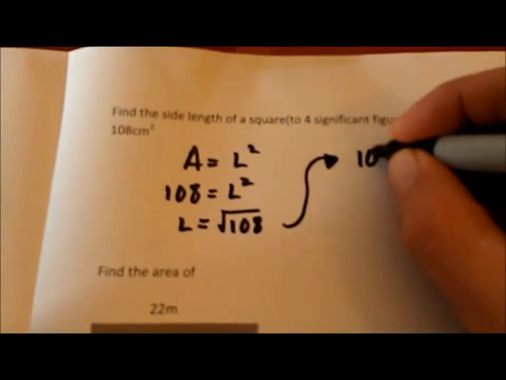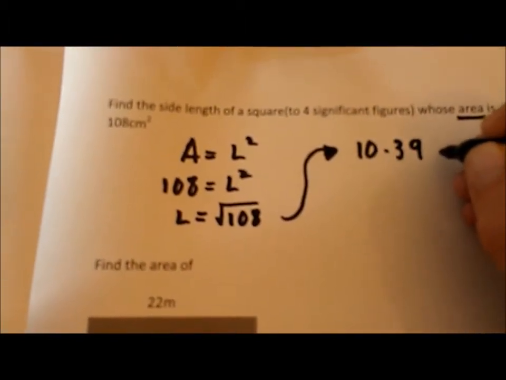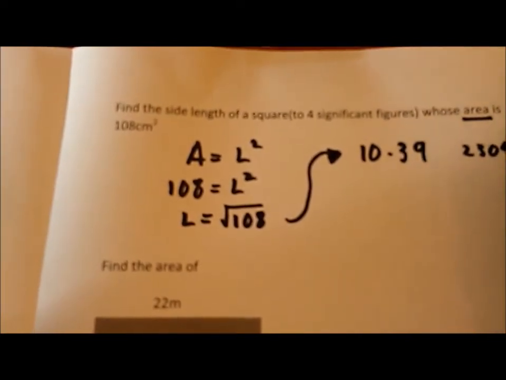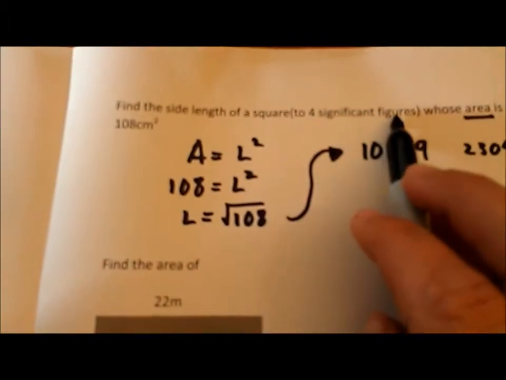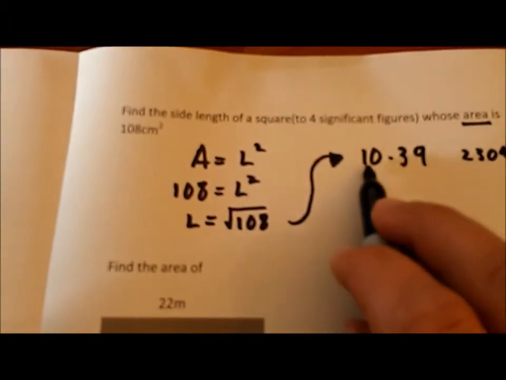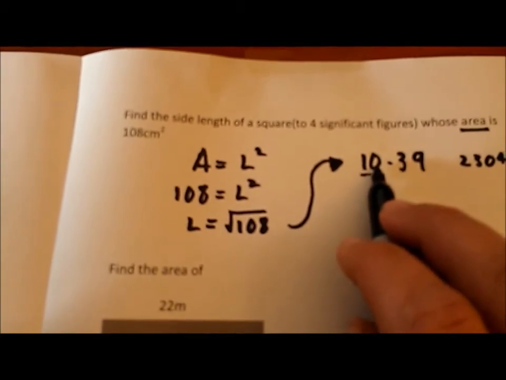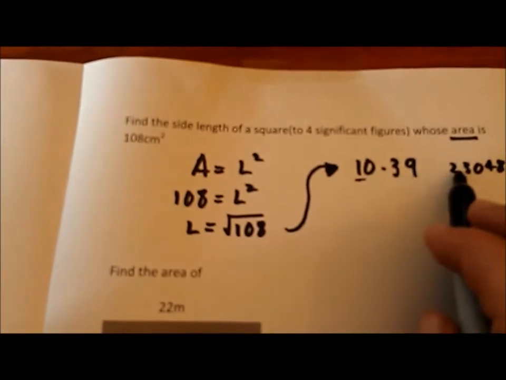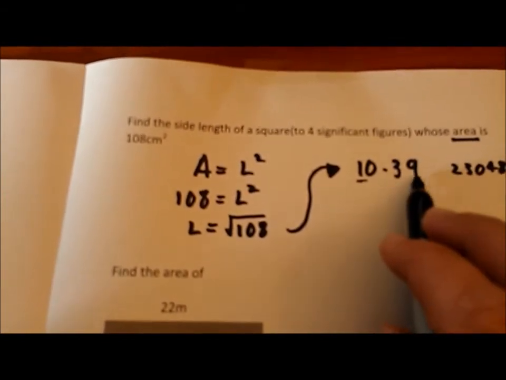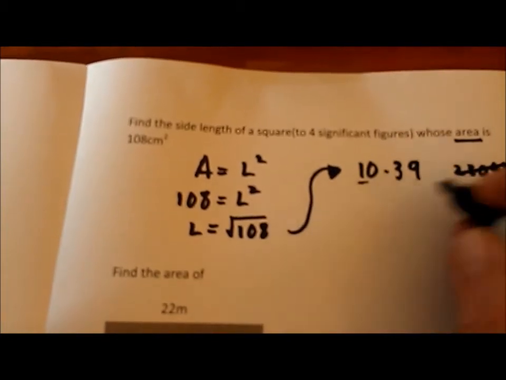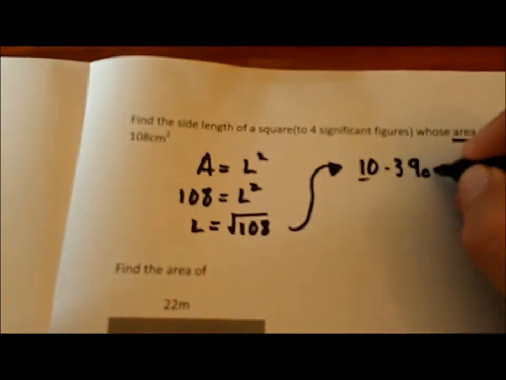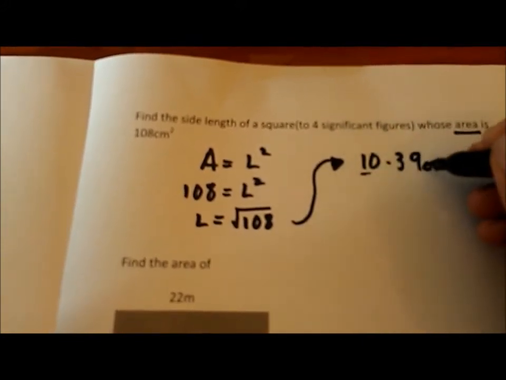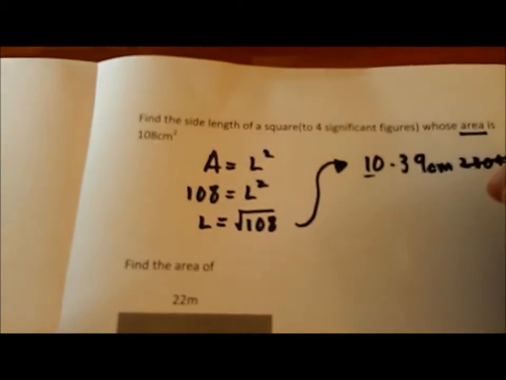I'll get an answer that goes 10.39, then it goes 230485, the extra places. It says to 4 significant figures. So significant figures means start with the first non-zero. Zeros in the middle do count. And count 4 places: 1, 2, 3, 4. Look at the next one, 2. So I'll just round down. So I've got 10.39. And in this case, the units are centimetres because the square was in centimetres squared. 4 significant figures. There it is. Okay.